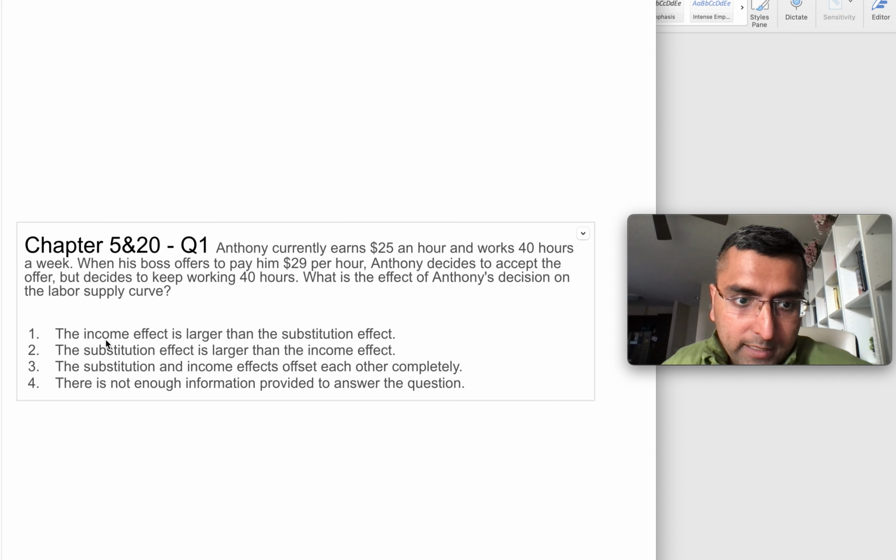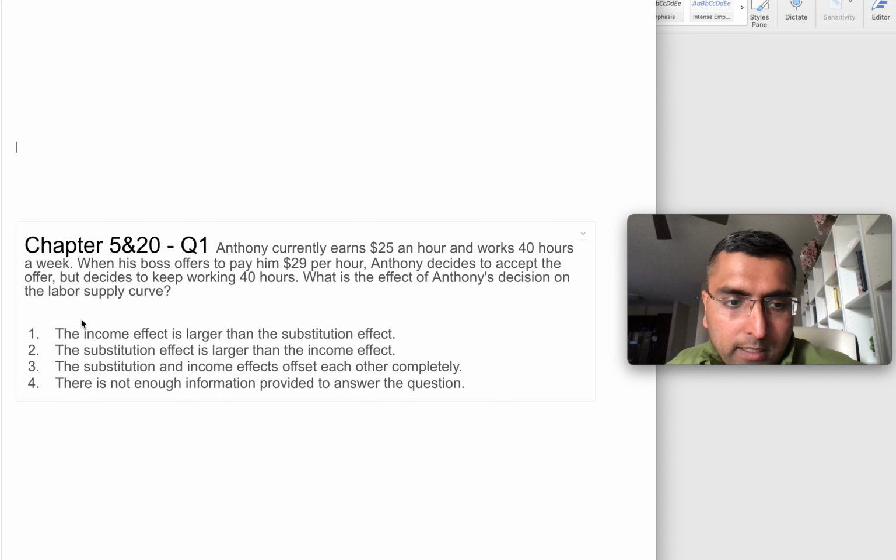The first option says the income effect is larger than the substitution effect. The substitution effect is larger than the income effect. Substitution and income effects cancel, offset each other. There's not enough information. So to answer this, we need to first understand what is income effect, what is substitution effect, and what is labor supply curve. Without knowing that, we will not be able to answer this.